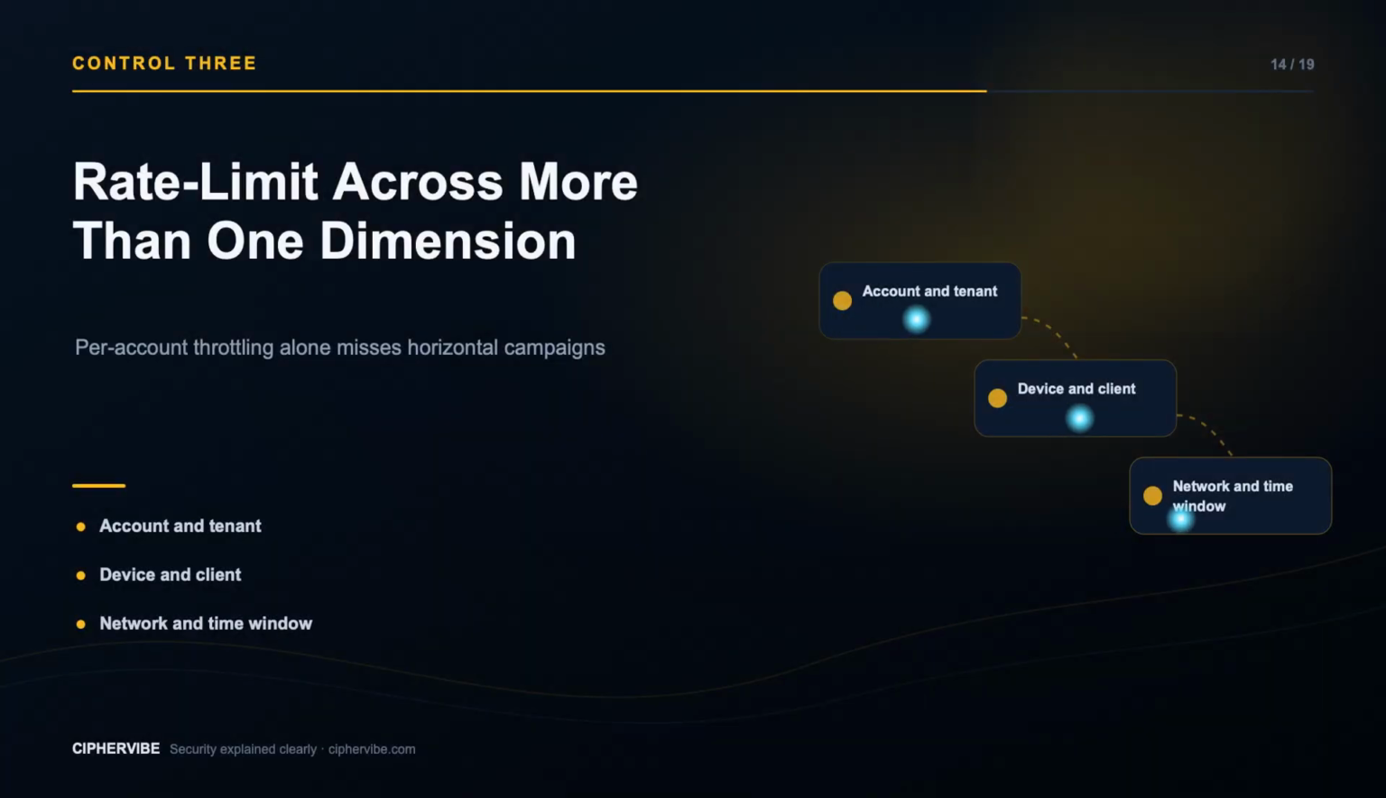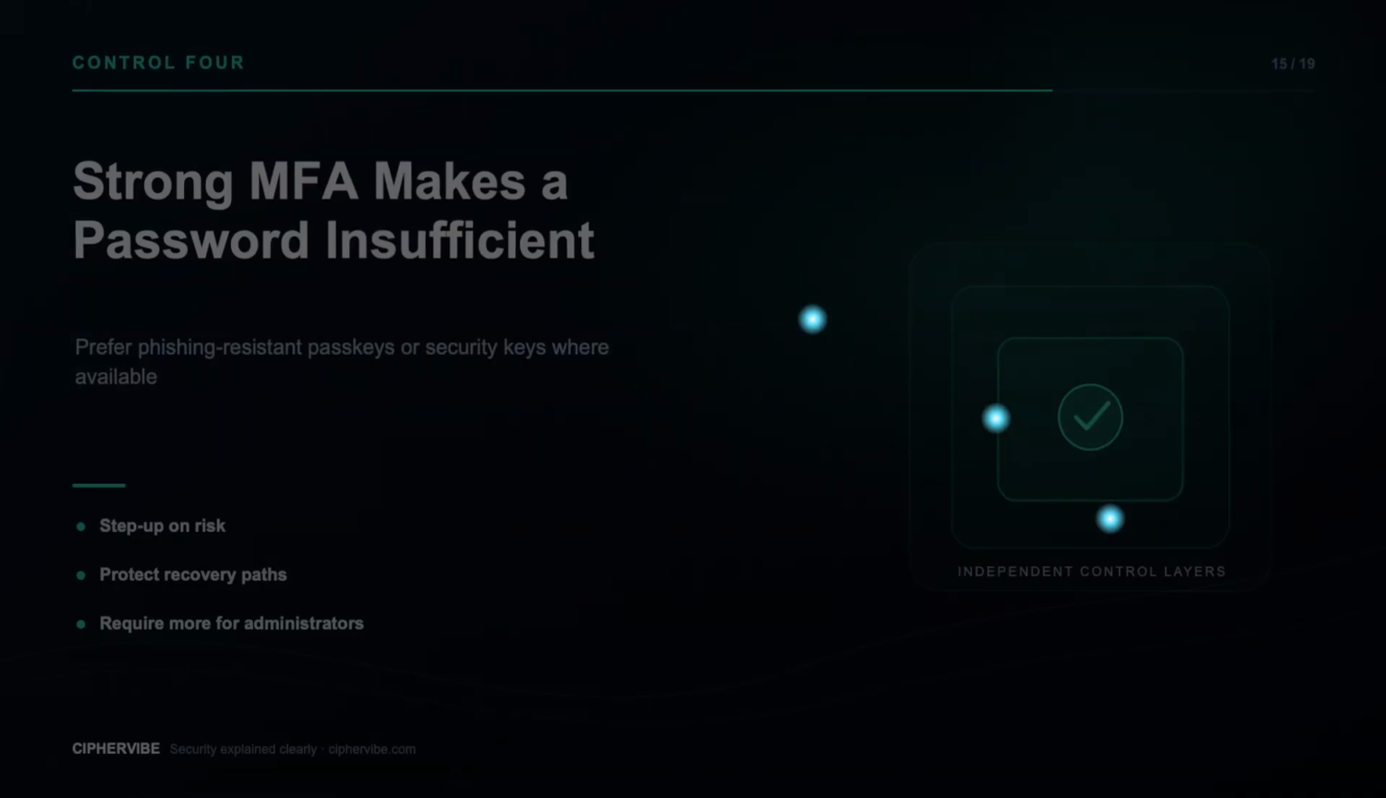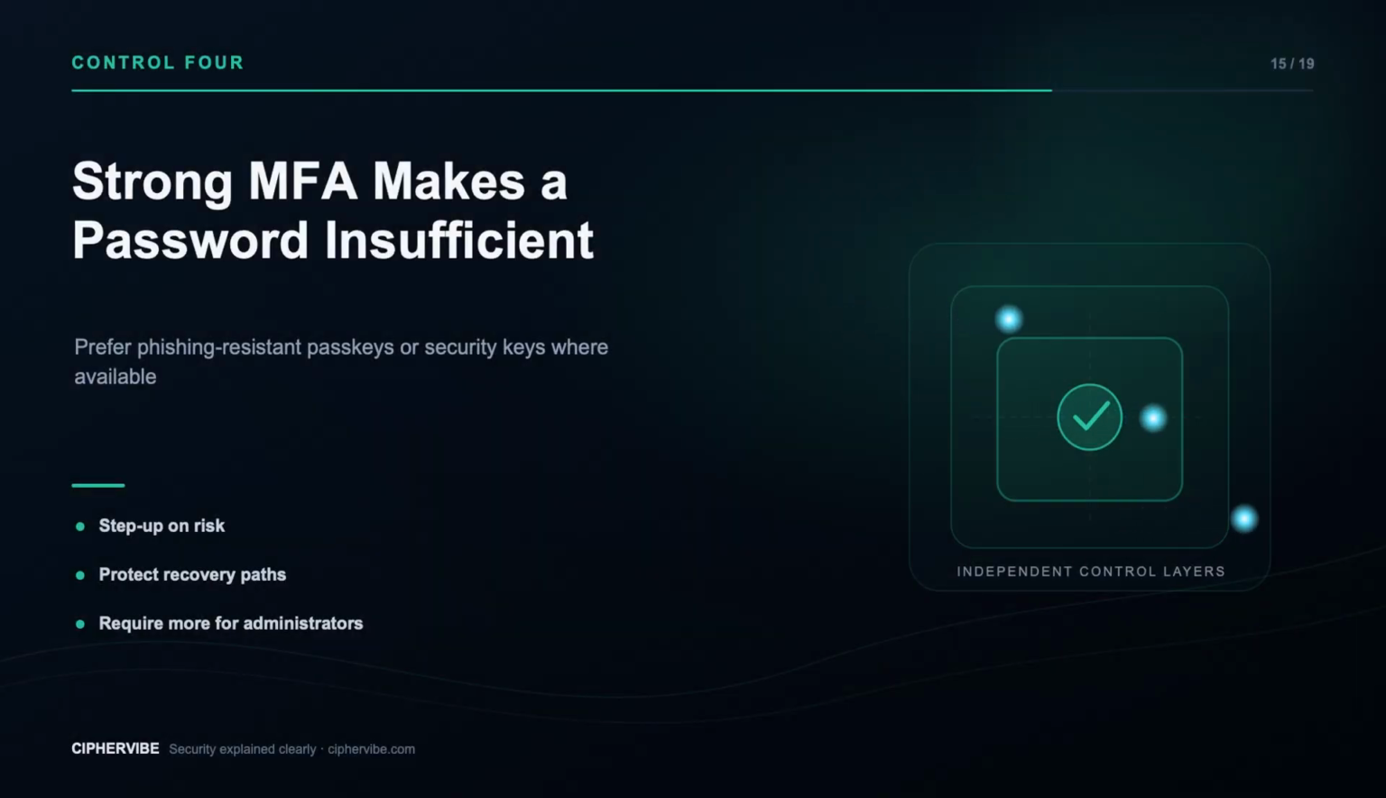NIST requires rate limiting for failed authentication attempts, but horizontal attacks demand broader correlation. Apply progressive controls across account, tenant, device, client, network, and time. Avoid rigid lockouts that let an attacker deny service to every username they can enumerate. Strong multi-factor authentication can stop both attacks from becoming sessions. Prefer phishing-resistant passkeys or security keys where available, especially for administrators and high-value accounts. Review recovery and fallback methods too, because a weak recovery route can undermine strong primary authentication.